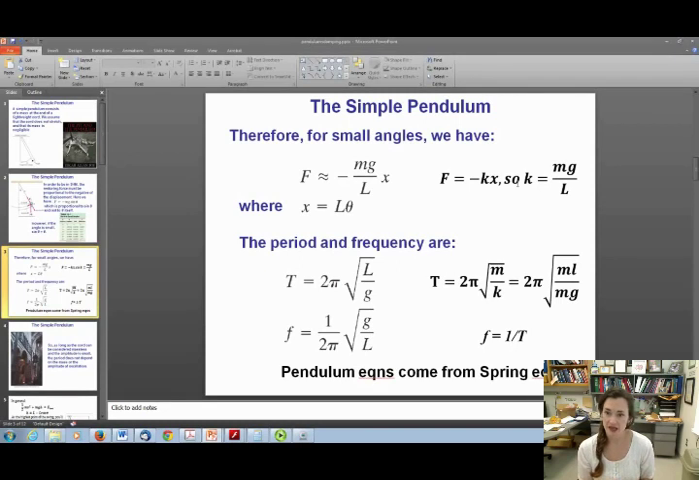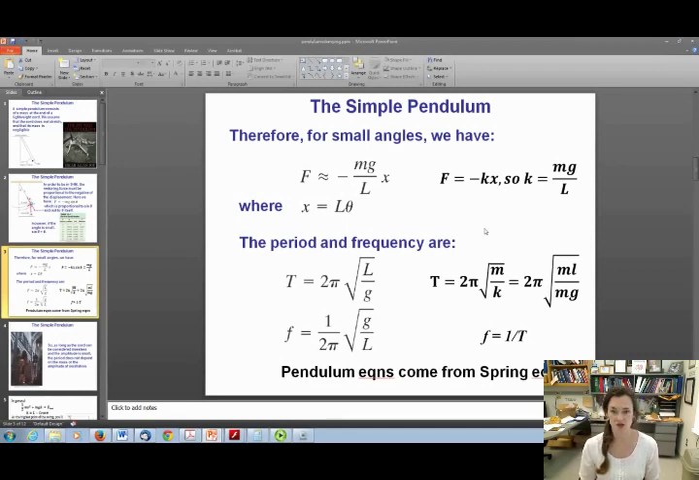Now if we plug in k is equal to mg over L, then you can see that you get 2 pi root of ml over mg, and the m's cancel out, and so you get a period for your pendulum of T is equal to 2 pi root L over g. So that gives you the period of a pendulum.